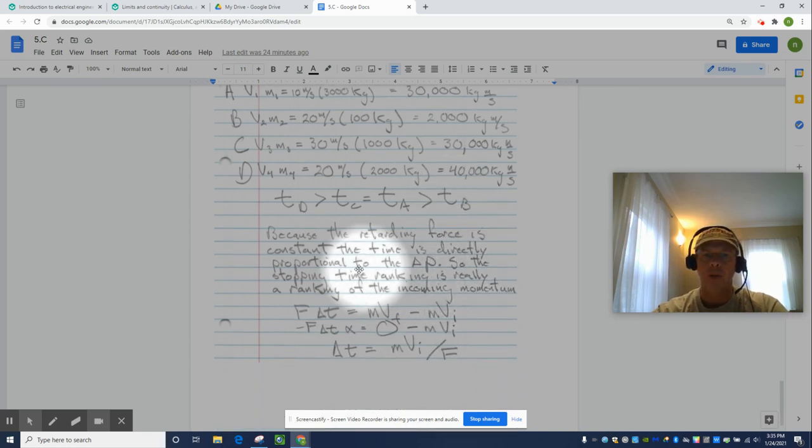Let's see. Because the retarding force is constant, the time is directly proportional to the change in momentum. So the stopping time ranking is really a ranking of the incoming momentum. Right, and here I just rearranged the impulse and momentum theorem. Let's see, throw in negative for the force, 0 for the final momentum. So we get delta T equals the momentum divided by the force. And this is a constant.